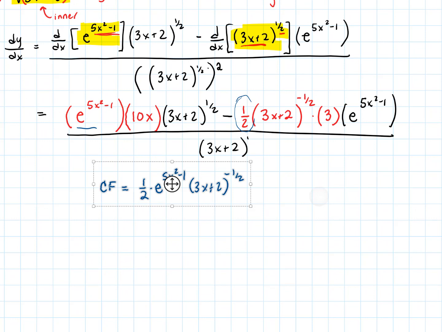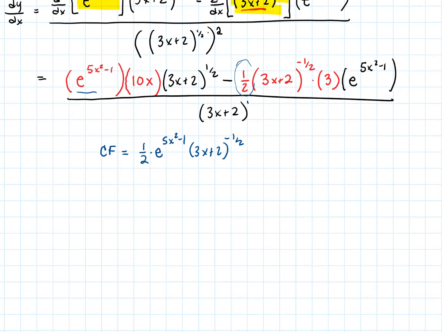Okay, so that's what we're going to pull out from each of the terms in the numerator, and let's see where that leaves me. So pulling that out, if I put a 1/2 e to the 5x squared minus 1 times (3x plus 2) to the minus 1/2, that'll be nice because I can drop that minus 1/2 power to the denominator and add it to the power that is already down there. Let's see what we have left behind. So if I pull that out, I'm obviously going to have a 20x because we're pulling out a 1/2. So when you divide by 1/2, you're multiplying by 2. So we've got a 20x left behind.